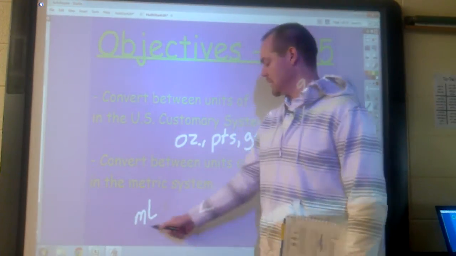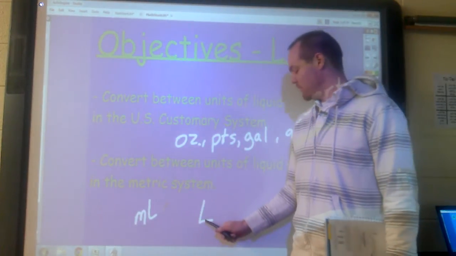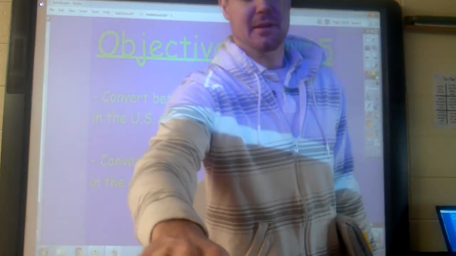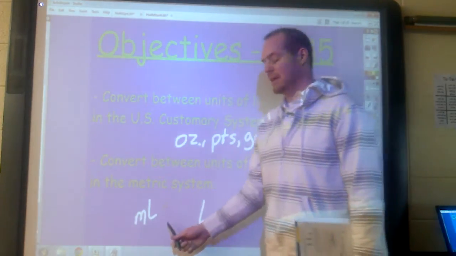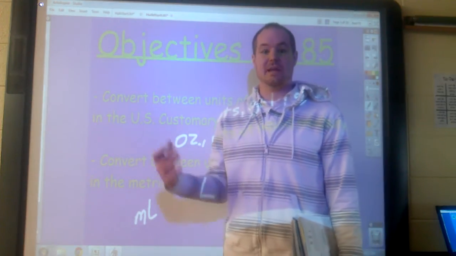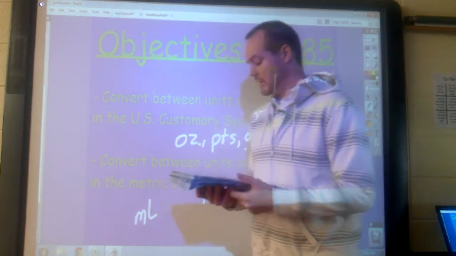Again, understanding in the metric system, we've got a liter. That's the generic measurement. A milliliter will be 1,000th of a liter. If we had a centiliter, that would be 100th, just like using units of length like meters, millimeters, and centimeters.